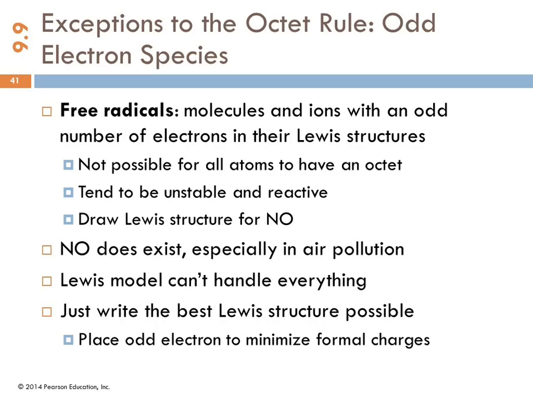So we're going to draw the Lewis structure for NO. Isn't that what that is? Shouting, right? All caps. So that's NO. It's one of my favorite molecules. So here's NO. How many valence electrons total in NO? 11, right? So 2, 4, 6, 8, 10, 11.